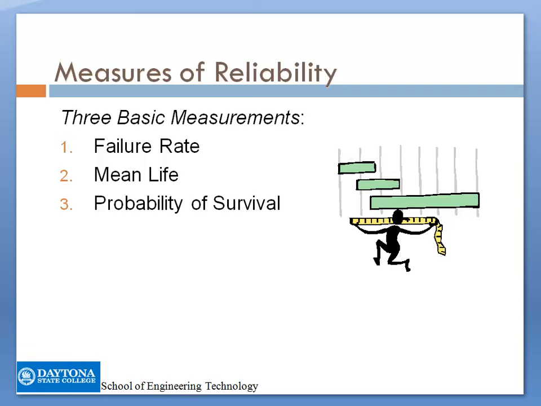There are 3 basic measurements in reliability. The failure rate will tell you how many failures you have per an amount of time. The mean life is how long your product will last, how many hours in terms of time. And then you also have the probability of survival. If this probability of survival is high, it means that your product will last longer. If it's lower, your product will last less.